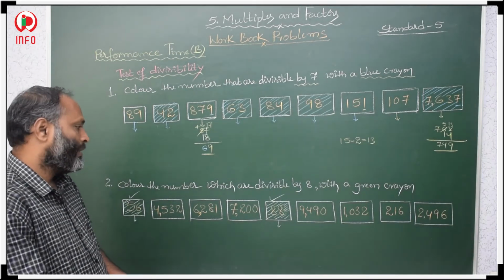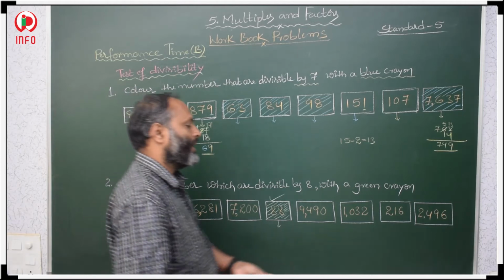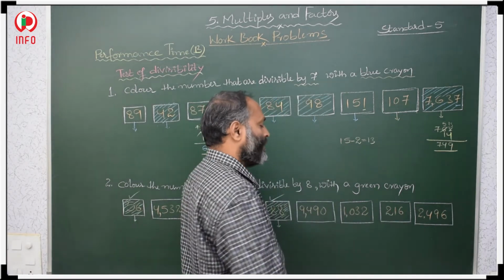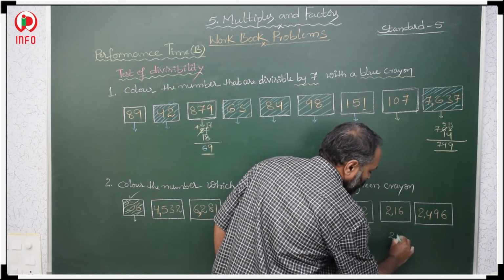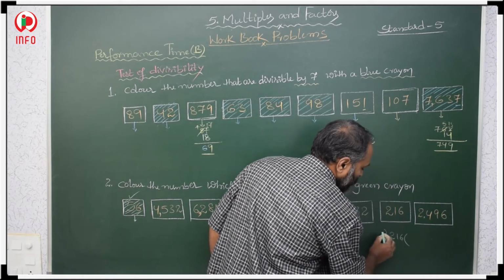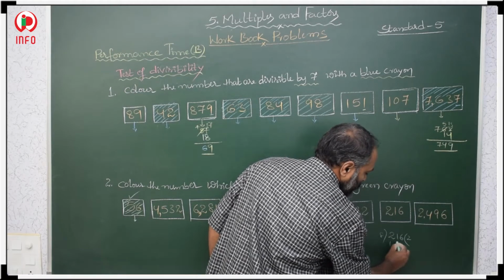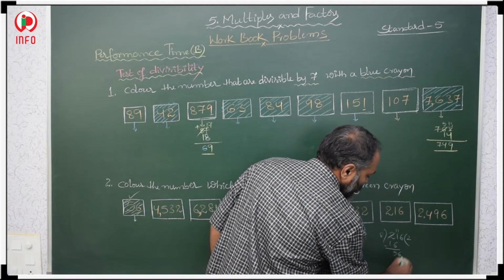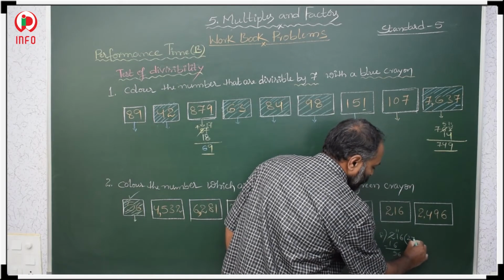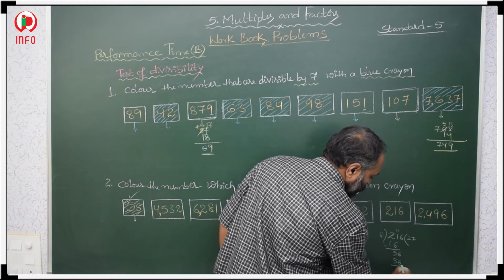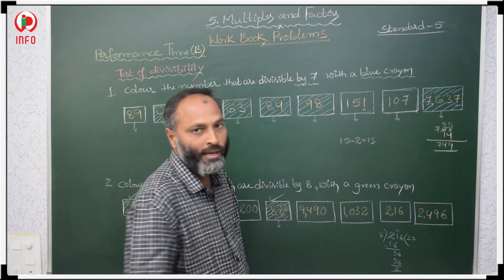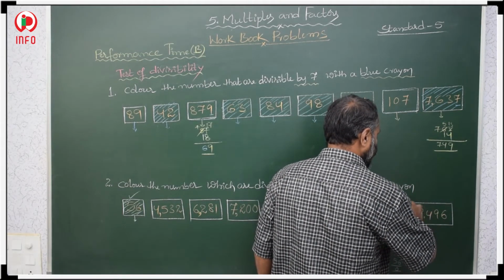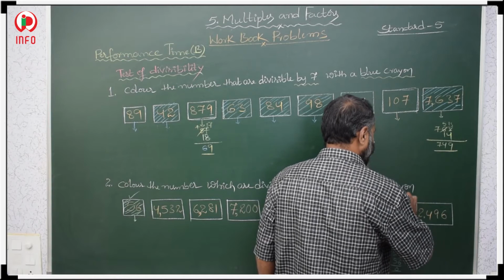Then you go for the 3 digit number. So here you have a 3 digit number. How to check when 3 digit numbers are there? Simple, you have to divide and see. Is 216 divisible by 8? 8 2s are 16. Then 21 minus 16 is 5, bring down 6, 56. Then 8 7s are 56. Then it's divisible by 8. Then color with green crayon. So this number is also divisible by 8.